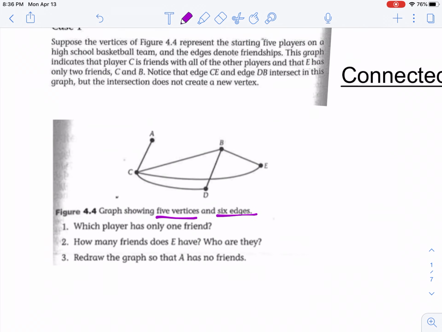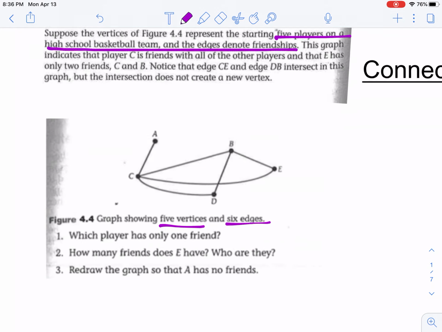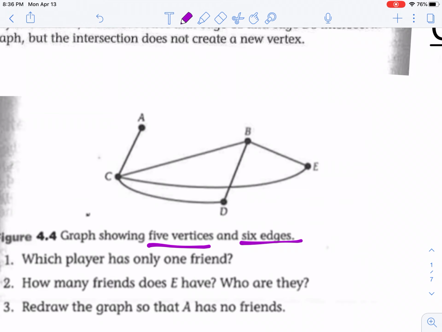So this graph represents 5 players on a high school basketball team, and the edges denote friendship. So who's friends with who? Which player has only one friend? Basically, if the points are connected, it means they're friends. So see A here? A's only friend is C. A is the person with one friend. How many friends does E have? E is connected to B, and E is connected to C. So E has 2 friends.